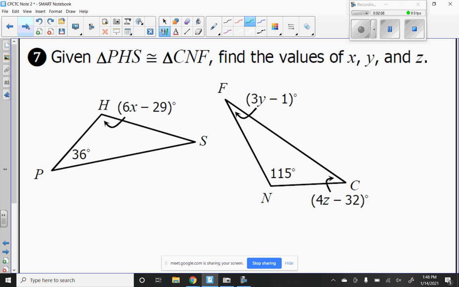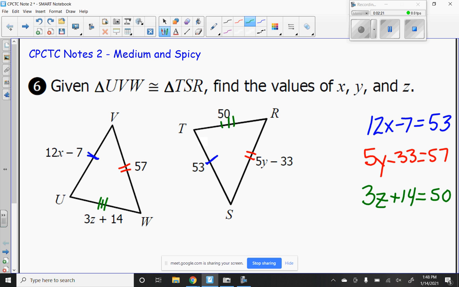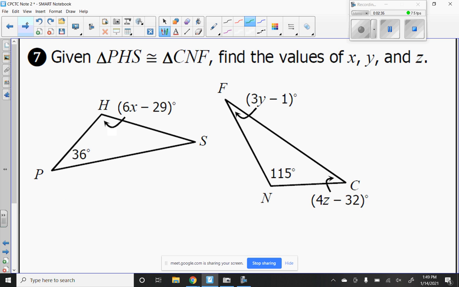Okay. Now, one thing I want you to take into consideration here is that you are working with angles. Interior sums of triangles add up to 180. Let's refer back to number 6. These are sides. They do not add up to 180. They could, but we do not use 180 unless it tells us. Sides can add up to whatever they want. Angles must add up to 180.